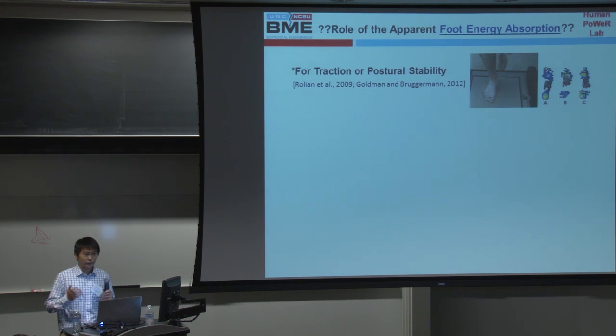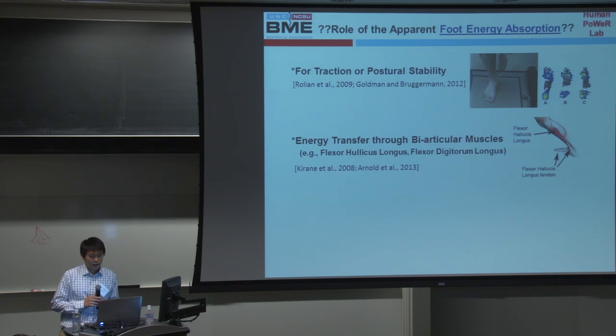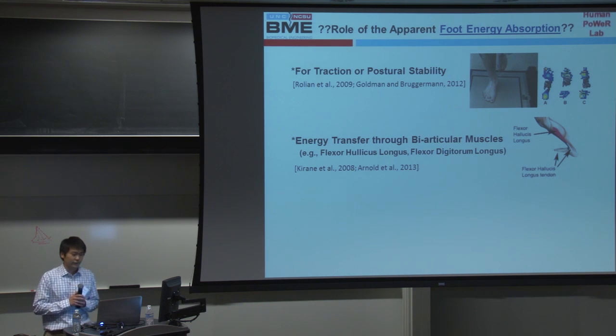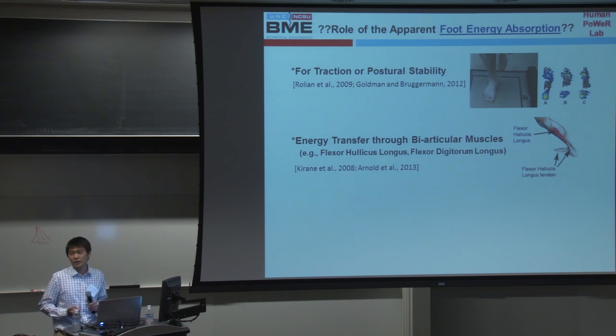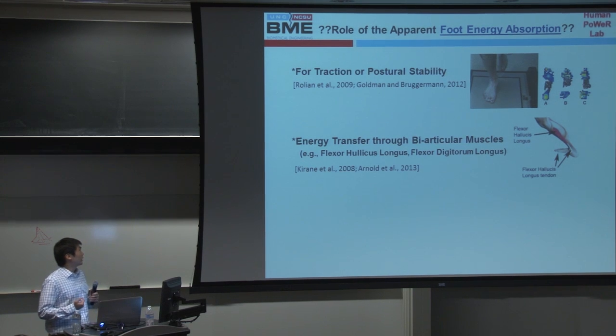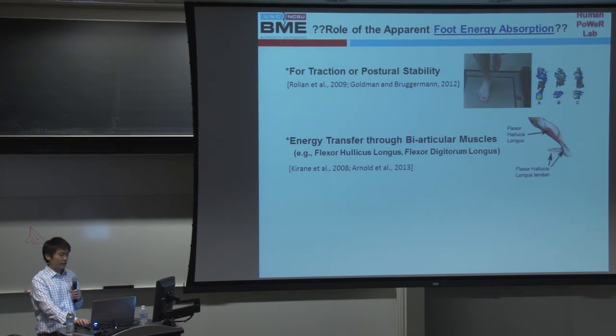And perhaps there's a good biological reason for this, and others have proposed some hypotheses. One is for traction and postural stability. And another one is the idea of energy transfer through biarticular muscles. So some muscles like flexor hallucis longus and flexor digitorum longus, they both cross the MTP and the ankle joint. So some of that apparent energy loss could be going into the shank.